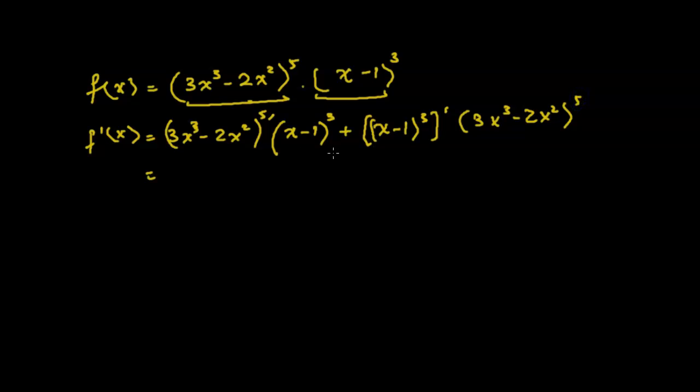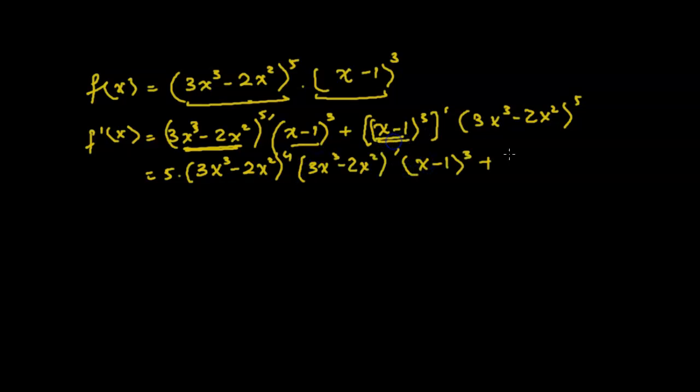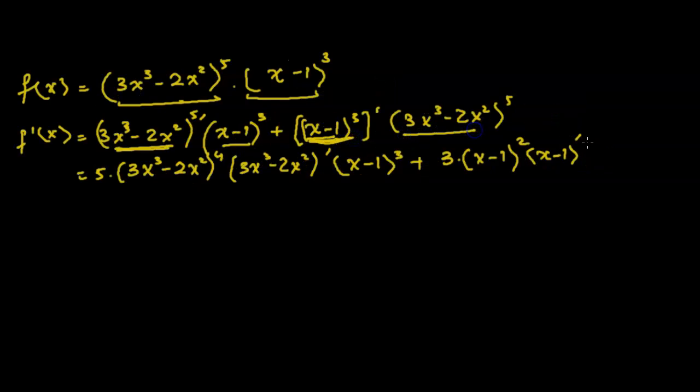We're not supposed to leave it here, we have to simplify it further. The power is 5, so we're going to apply the chain rule here. That is 5 times (3x cubed minus 2x squared) to the power of 5 minus 1 is 4. And we're going to differentiate the bracket that contains 3x cubed minus 2x squared times this, plus the derivative of this is going to give us 3 times (x minus 1) to the power of 2 times the derivative of this. This whole thing will be multiplied by this.